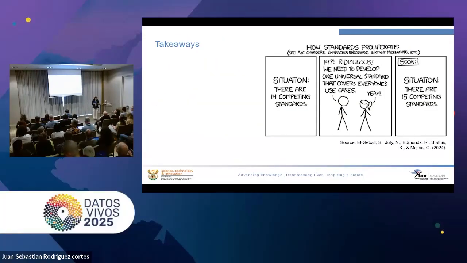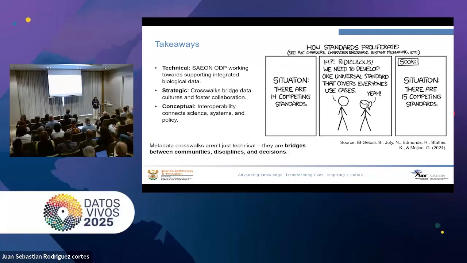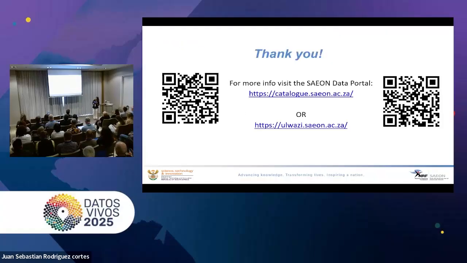So, as we continue developing our ODP, our focus remains on building lasting and interoperable data infrastructure. Technically, that means expanding to fully support all data types, and for us, biological or biodiversity data. Strategically, it means bridging data cultures and fostering collaborations. And conceptually, it's about connecting science, systems, and policy. Because in the end, building data bridges isn't just about connecting systems, it's also about connecting communities.